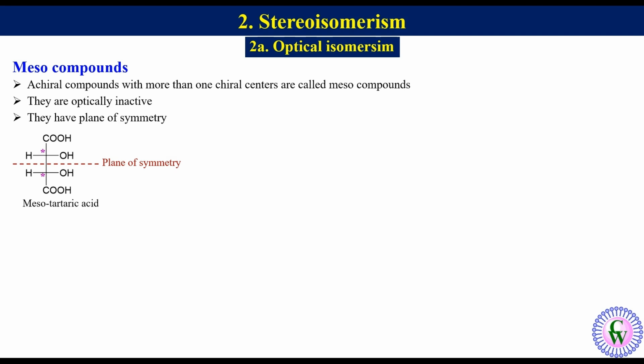This is the example with three chiral centers. This is the plane of symmetry. So this molecule is also a meso compound. Cis-1,3-dimethylcyclohexane. It has two chiral centers and a plane of symmetry. So this is a meso compound.